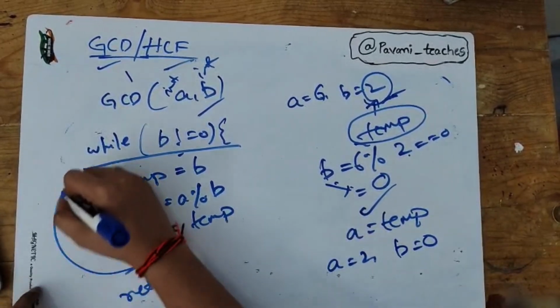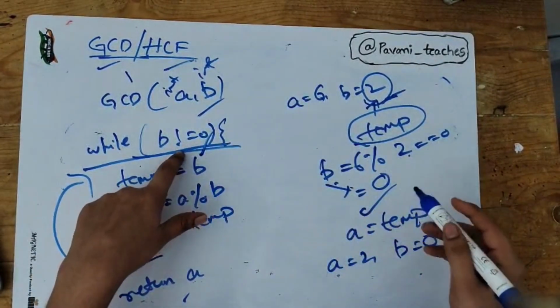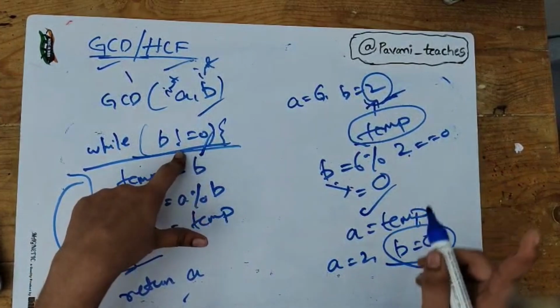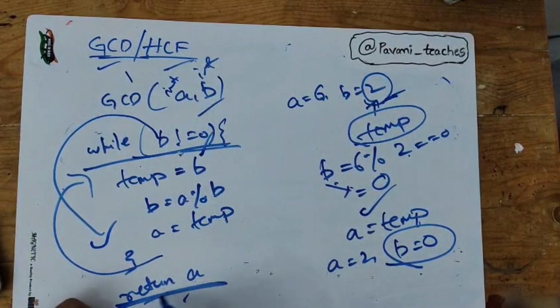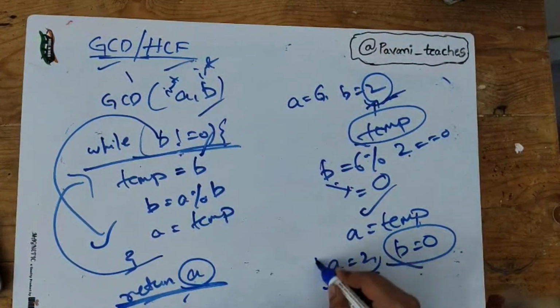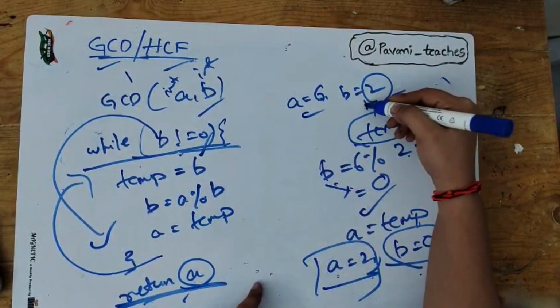Now again it will check this condition, which is b is not equal to 0, but it is equal to 0. So it will come out of the while loop and return this a value, which is 2. So 2 is the highest common factor of given 6 and 2.